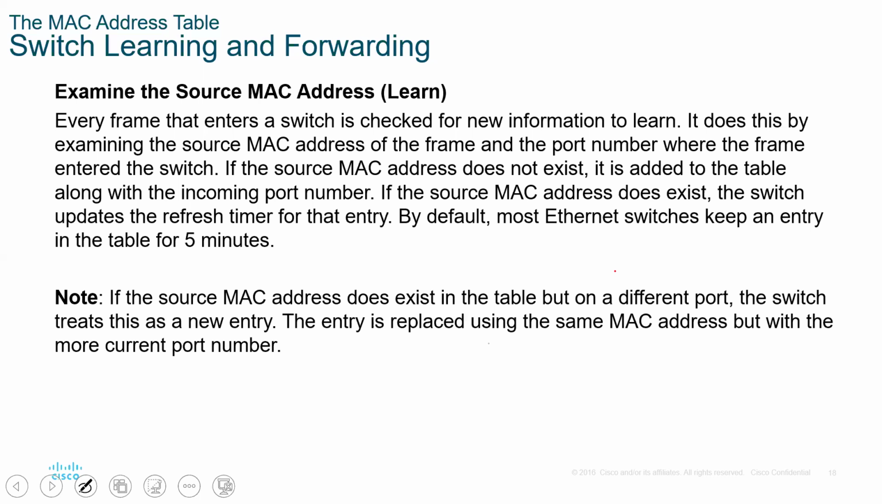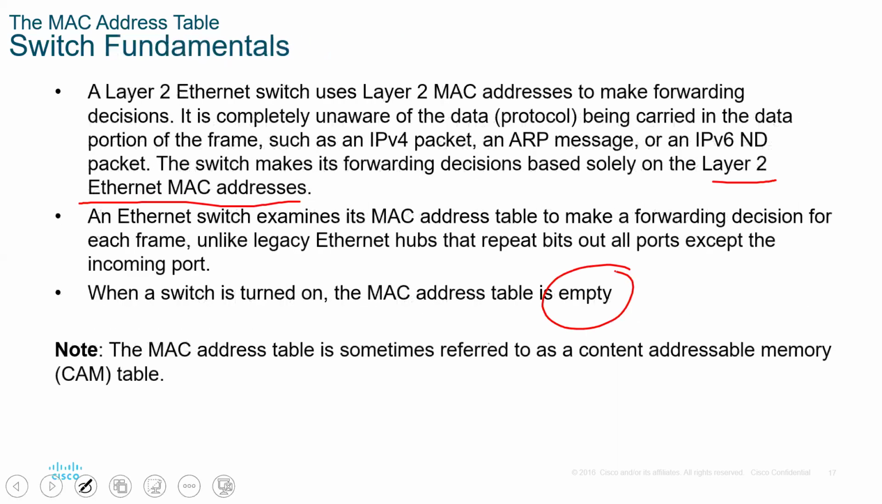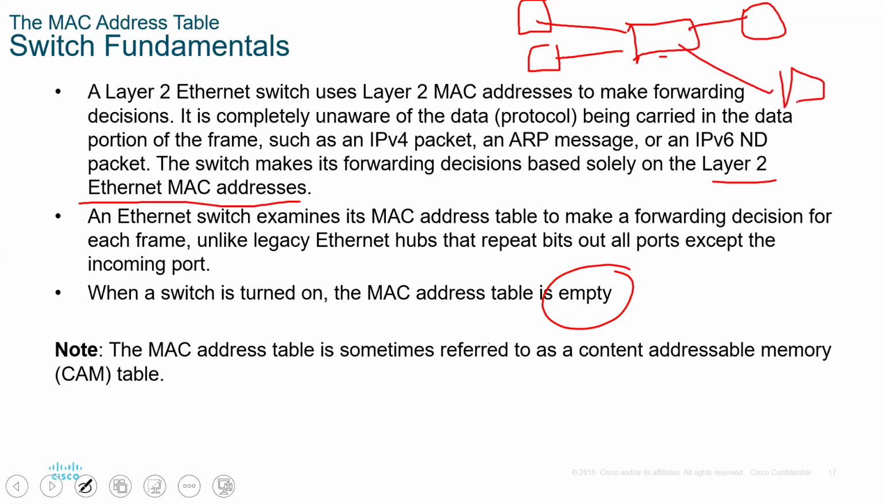How does it get populated? Usually, how it gets populated is that if I have this switch here, and I have maybe a PC here, a PC here, a PC here, a PC here, which means I'm supposed to have at least 4 MAC addresses on this MAC address table. But I just powered the switch, so the MAC address table will be empty.